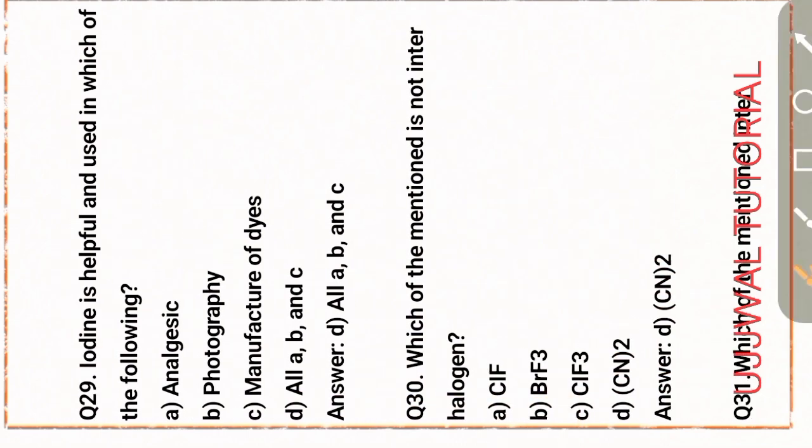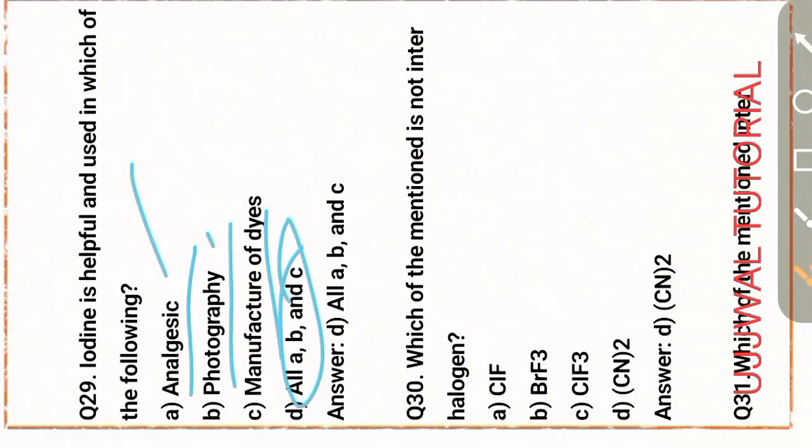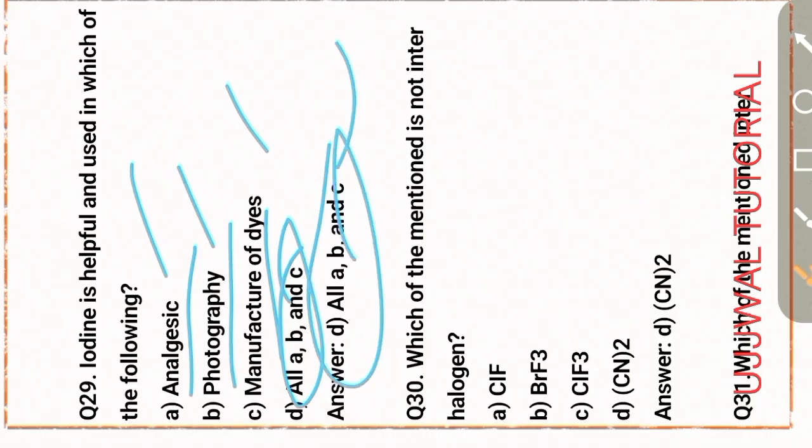Next question number 29. Iodine is helpful and used in which of the following? That is option A, analgesic. Option B, photography. Option C, manufacture of dyes. Option D is the right answer. That is A, B, C are all right for this part. So option D is the right answer.